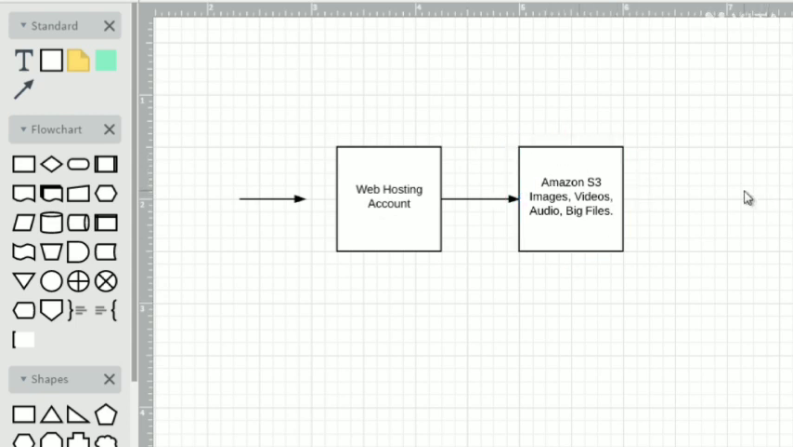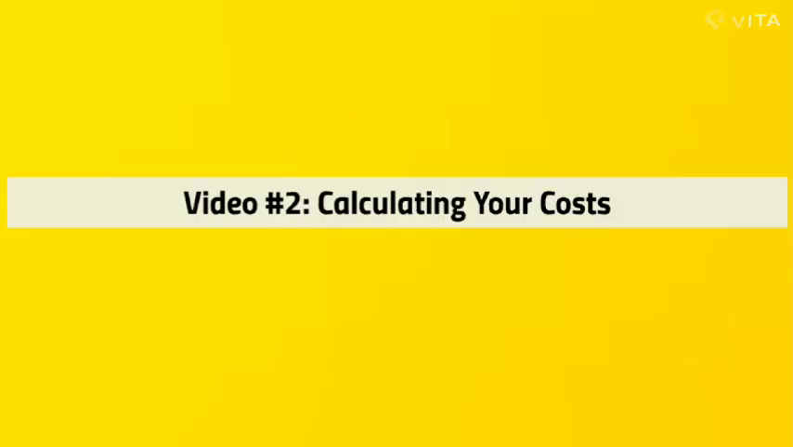All right. So now that you understand how it works, let's move on to the next videos, and I'm going to show you how to actually get this done. So with that said, let's just jump straight in and go into video number 2, and we'll talk about calculating your costs so you know exactly what to put aside as far as your budget.